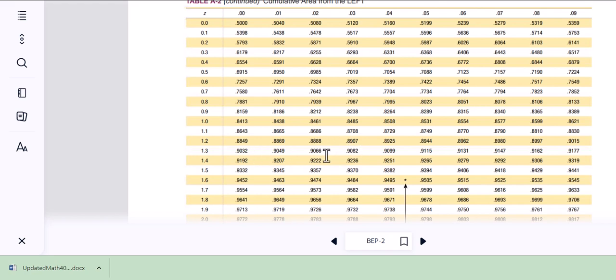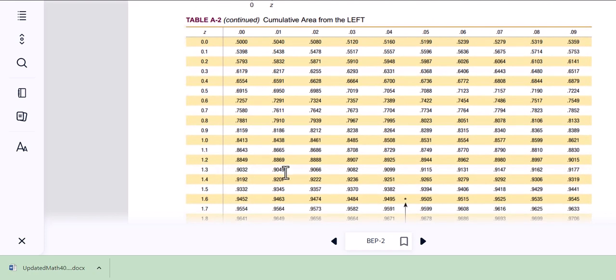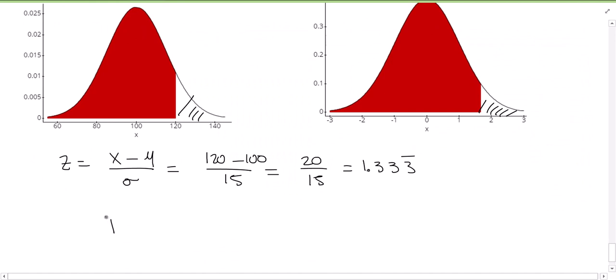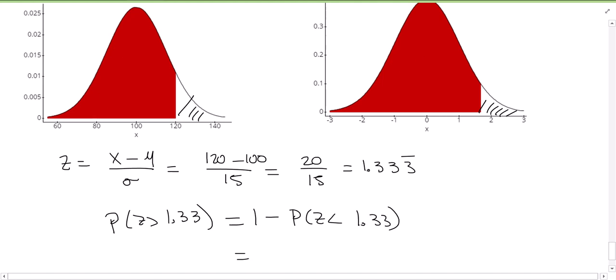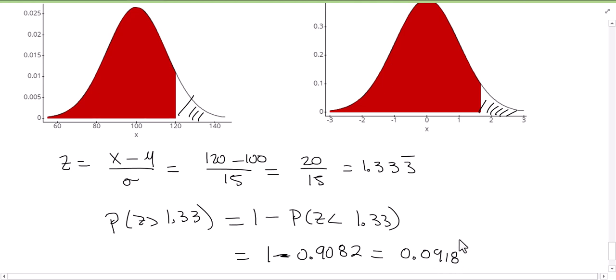So this is giving me the less than, right? But I want greater than. So what was it again? 1.33, so 0.9082. So the probability that z is greater than 1.33 is 1 minus the probability that z is less than 1.33, which was 1 minus 0.9082. And so whatever that is, which I got 0.0918. So not very high.